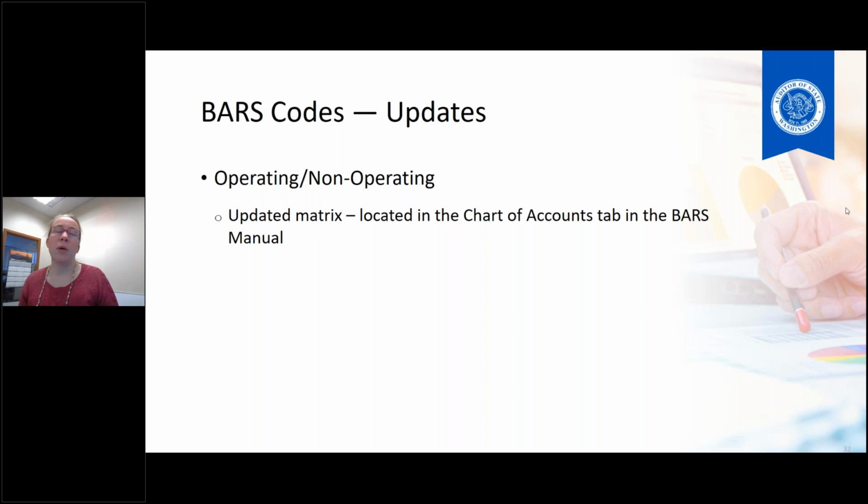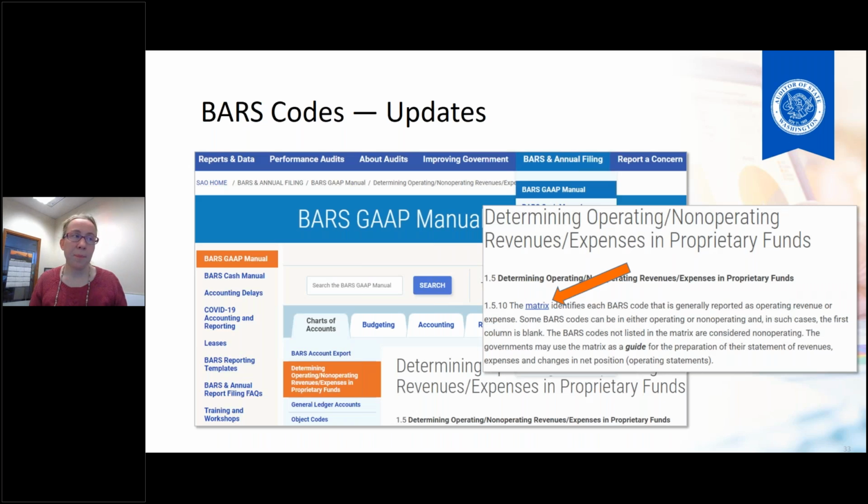If you were not aware of where to find that, go to the BARS GAAP Manual, Chart of Accounts. The second page under that Chart of Accounts tab is determining operating, non-operating revenues, expenses, and proprietary funds. In that first paragraph, the second word is matrix. That is actually a link to an Excel spreadsheet that lists all of those BARS codes and what they can be classified as.